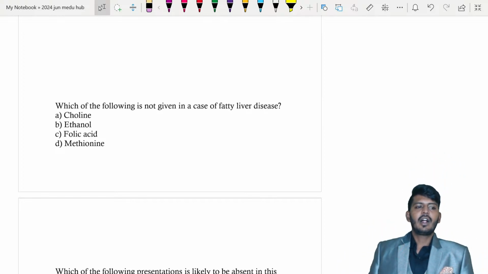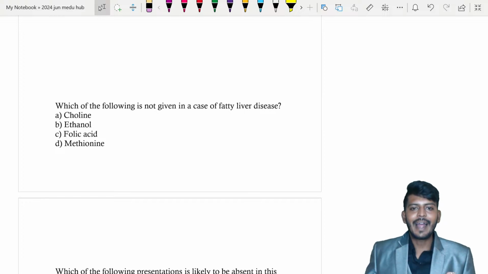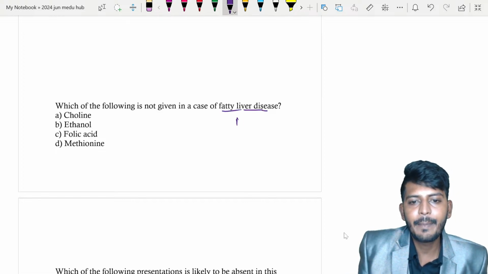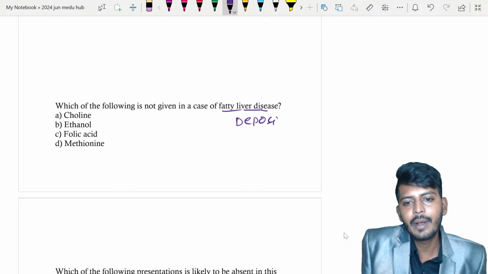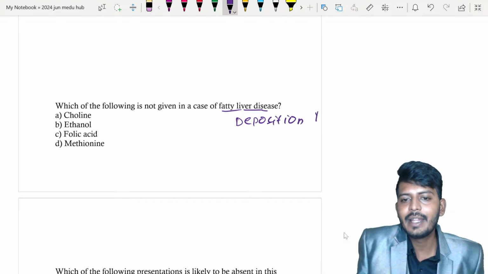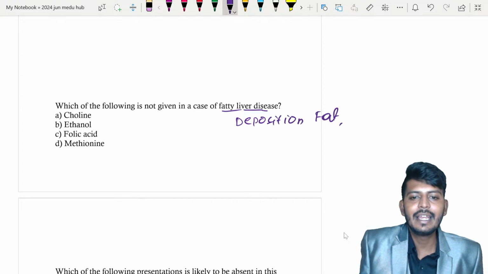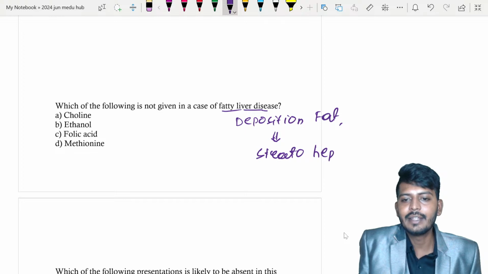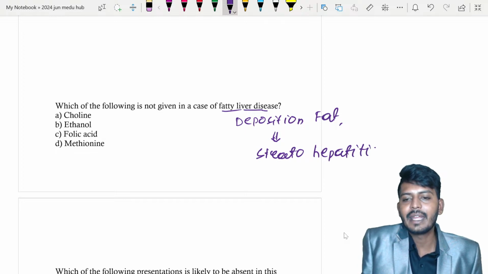Which of the following is not given in the case of fatty liver disease? अगर पेशेंट को फैटी लिवर डिसीज है तो क्या क्या चीज नहीं देना चाहिए? Which of the following is not given? Fatty liver disease is a condition where there will be deposition of fat in the liver, and deposition of fat leads to something called steatohepatitis. So steatohepatitis में क्या हो सकता है?